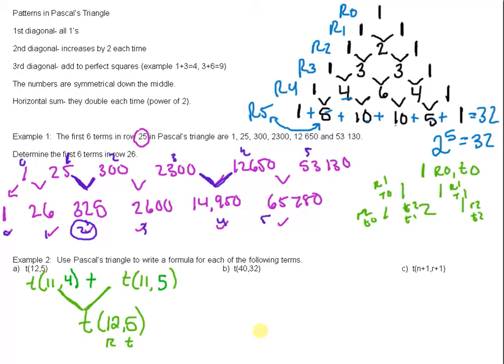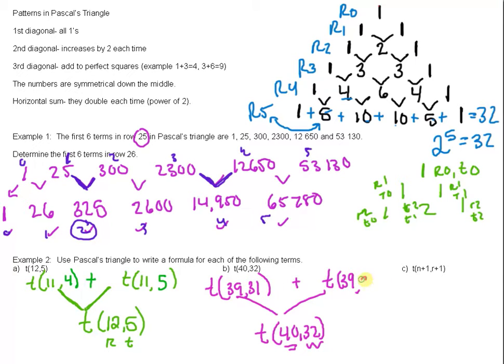Okay? So term 40, 32. So again, we're talking about row 40, we know it came from row 39. So it's going to be two numbers added together from row 39. And when we take a look at the 32, the one before it, and the same one. So a formula for the term 40, 32 is term 39, 31 plus term 39, 32.